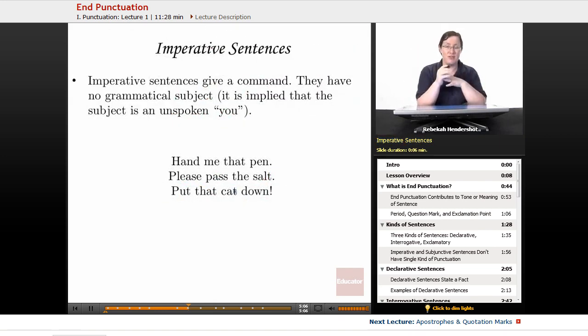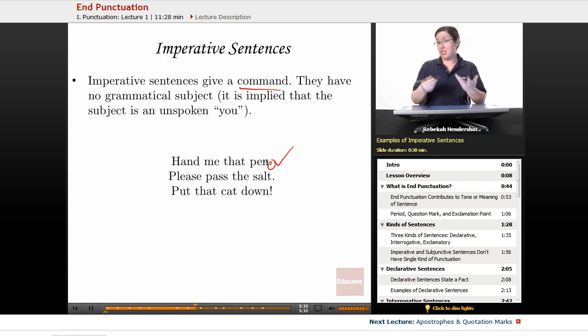All right, imperative sentences. Now, punctuation can vary a bit on these, but you need to know about them. Imperative sentences give a command or an instruction. They have no grammatical subject in the sentence. It is implied that the subject is an unspoken you. So, for example, hand me that pen. I'm instructing you to hand me a pen. Who's doing the handing? You are. You is the subject. Hand is the verb. It's an imperative sentence, and you'll notice it ends with a period.